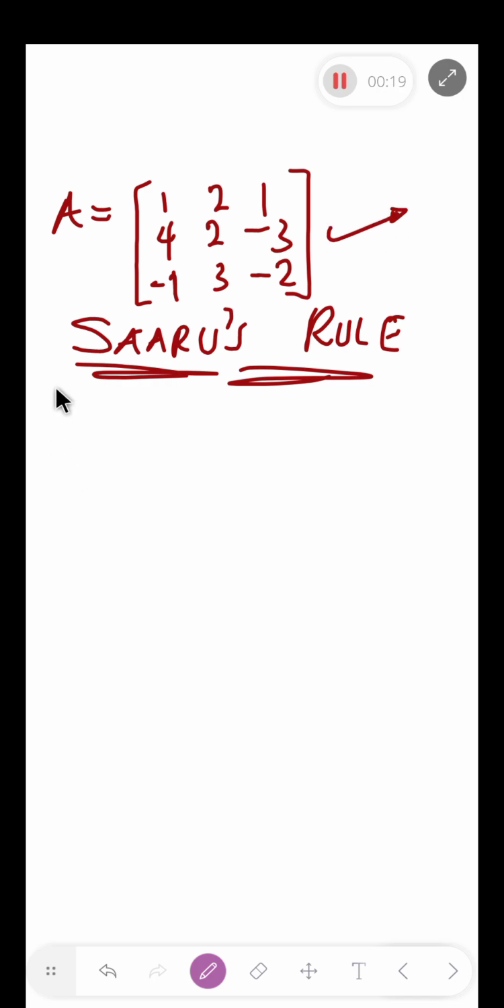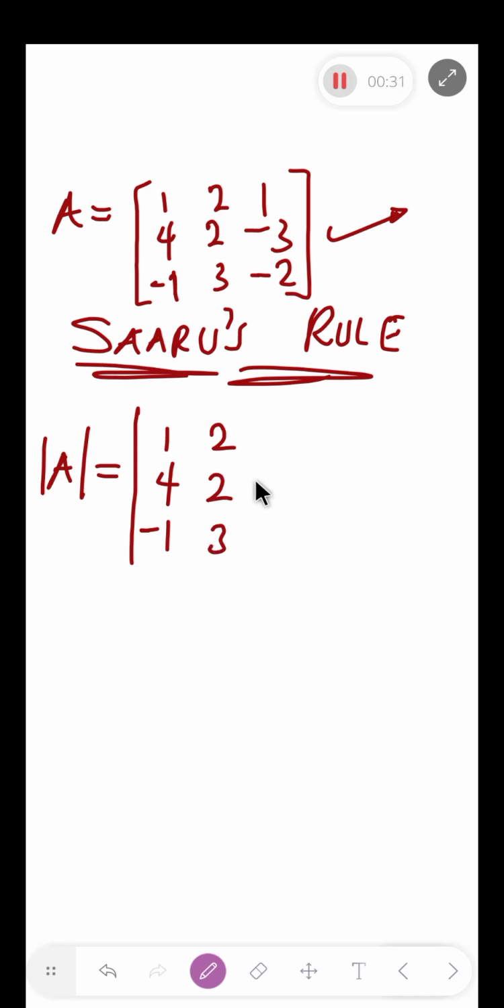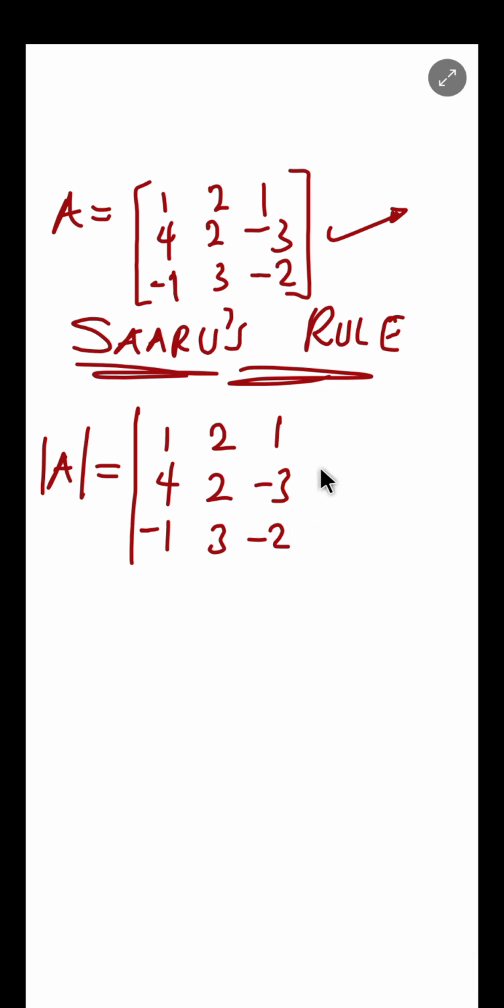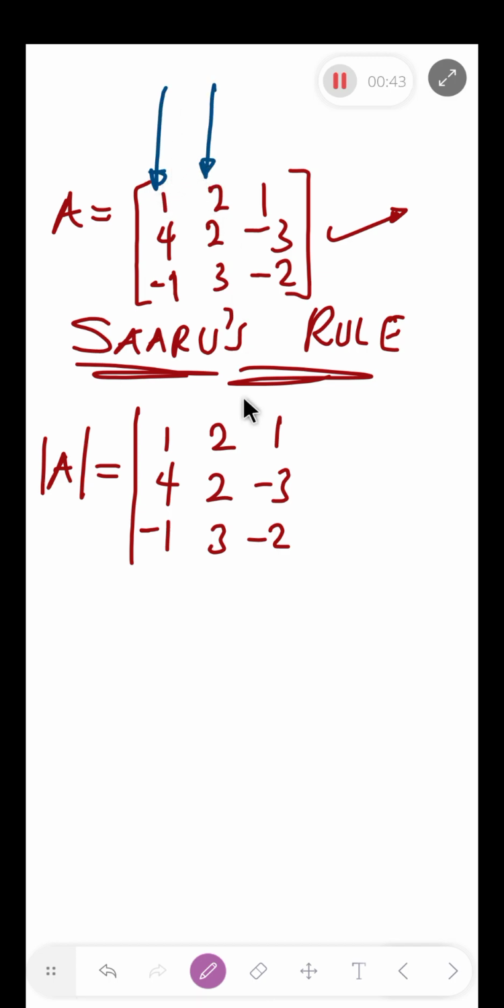Sarrus rule says that if you want to find the determinant of this 3 by 3 matrix, you are expected to repeat. This is 1, 4, minus 1, this is 2, 2, 3, and this is 1, minus 3, minus 2. Sarrus rule will now ask you to repeat what you have in the first column and the second column at the extreme end of this matrix.